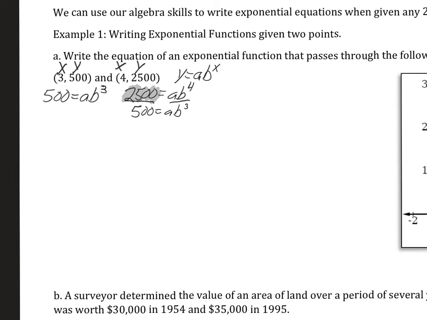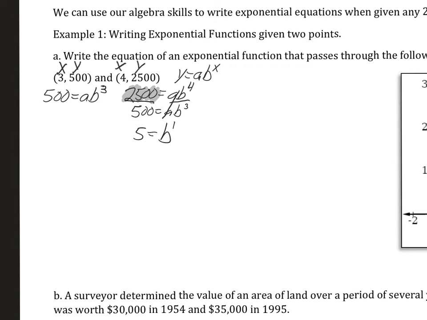So divide both sides. 2500 divided by 500 is 5 equals a divided by a. Those cancel, so that's just 1. B to the fourth divided by b to the third. What was the rule for dividing exponents? You subtract them, right? So that's going to become b to the first. So 5 equals b. There you go. You got one of them.